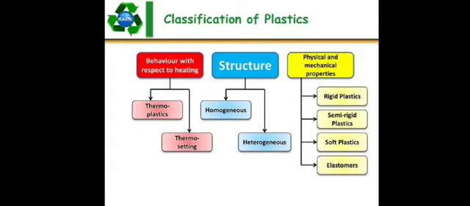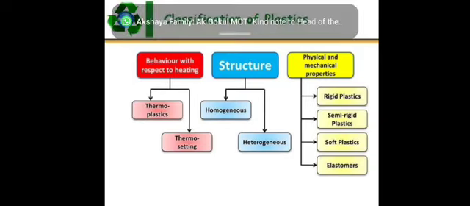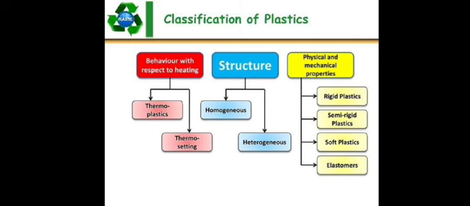First one is behavior with heating. Second one is based on the structure. Third one is physical and mechanical properties. Classification according to the behavior with repeated heating: they are divided into two types. First one is thermoplastics. Second one is thermosettings. Then based on the structure, first one is homogeneous. Second one is heterogeneous. Then based on the physical and mechanical properties: rigid plastics, semi-rigid plastics, soft plastics and elastomers. These are all the main classifications of plastics.